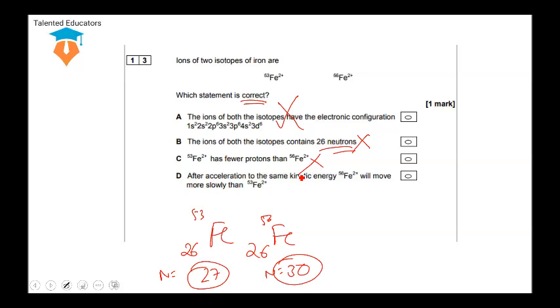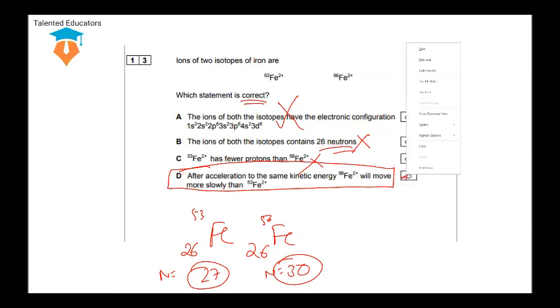However, we know D is therefore going to be correct, but let's read it and check. After acceleration to the same kinetic energy, one will move more slowly than the other. Yes, so we know that the velocity depends on the mass of the ion, and 56 is larger than 53, therefore they will have different speeds, and we know this is correct. So just circle that. There you go.